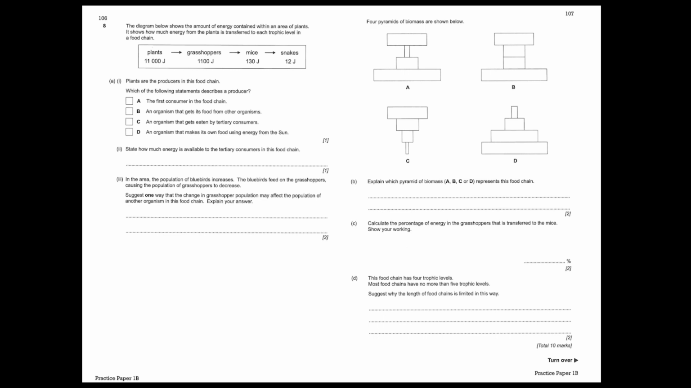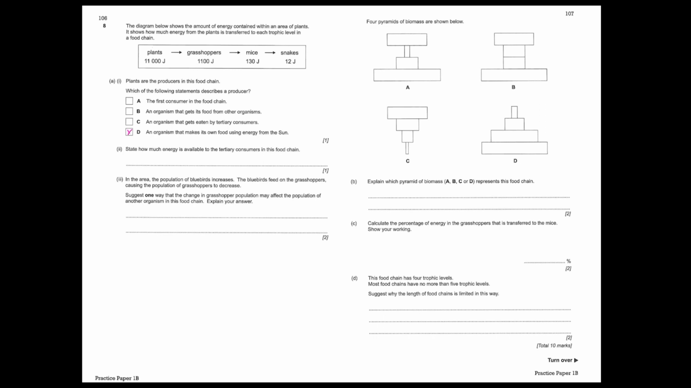So, no organism gets its food from other organisms. That's not true. That would be a consumer. An organism that gets eaten by tertiary consumers, or tertiary consumers will eat secondary consumers. So again, that's not a producer. An organism that makes its own food using energy from the sun, that is a producer. So that's D. State how much energy is available to the tertiary consumers in this food chain.